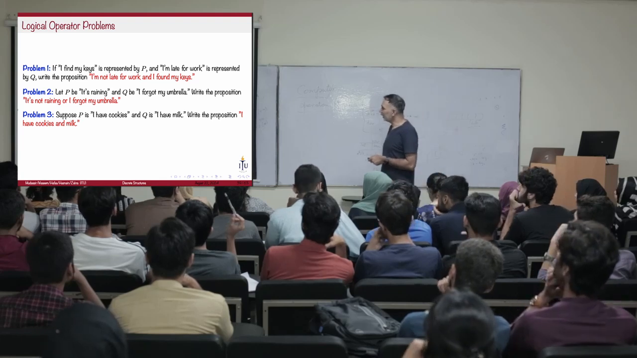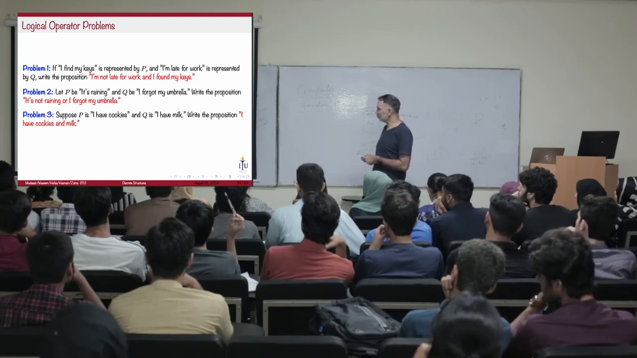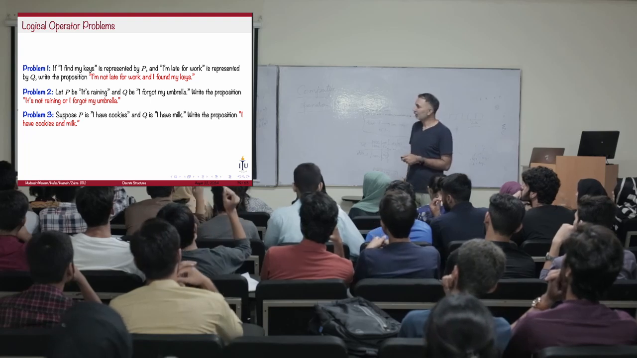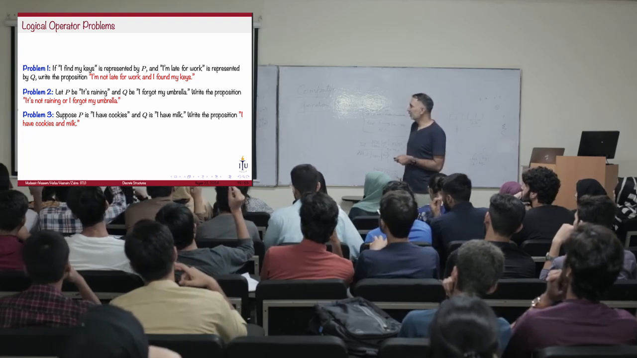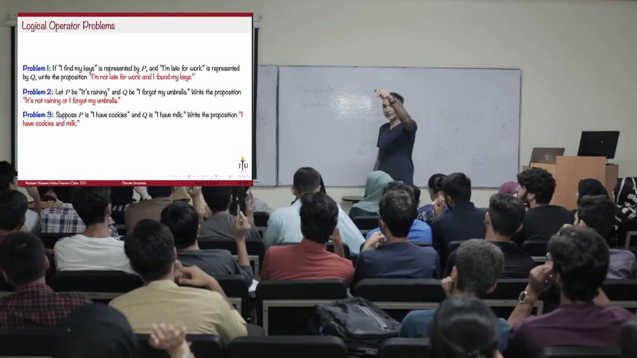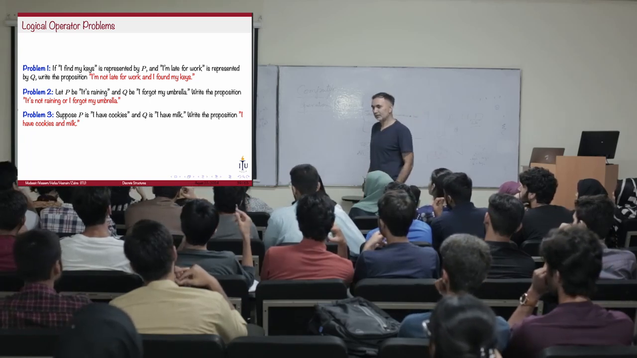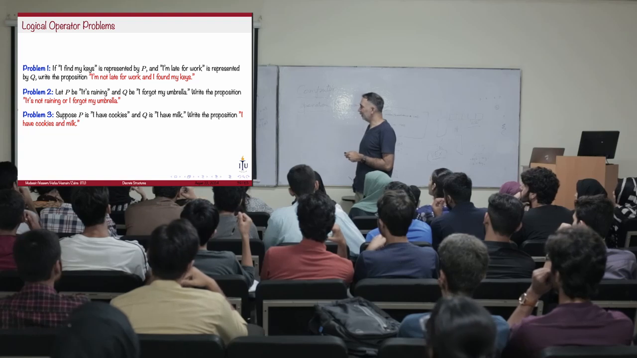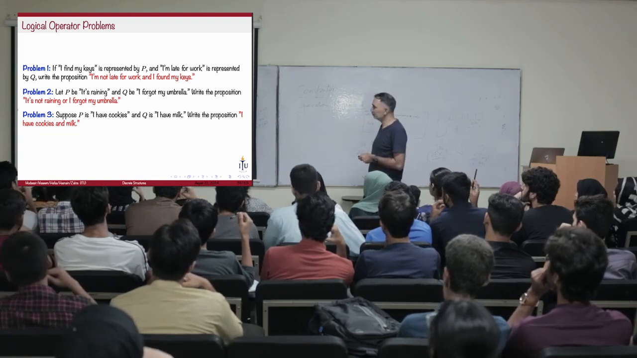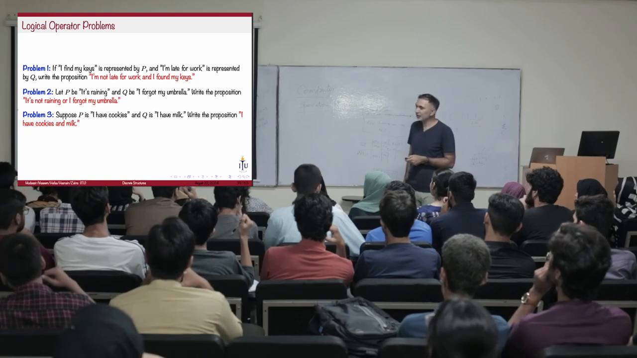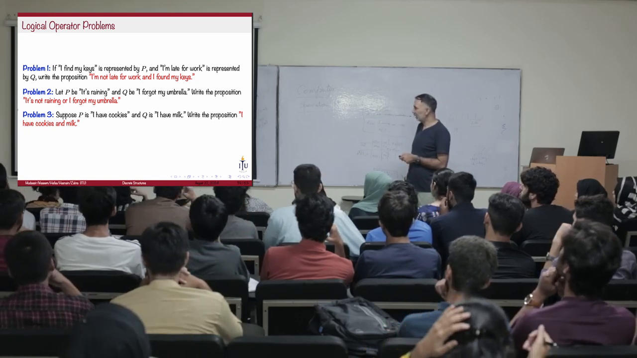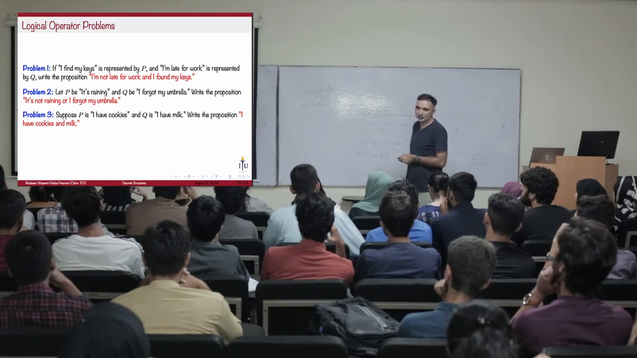The second problem, P is it's raining and Q is that I forgot my umbrella. And I want to write down it's not raining or I forgot my umbrella. Not P or Q. Not P, yes, or Q. That's quite simple, right? It's the negation of the first statement, and there is an OR operator, and then I would say that I forgot my umbrella, which is Q.